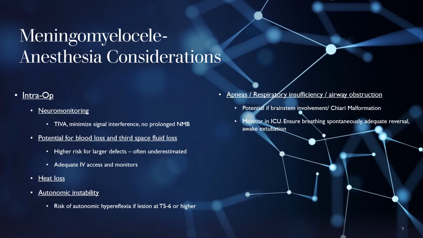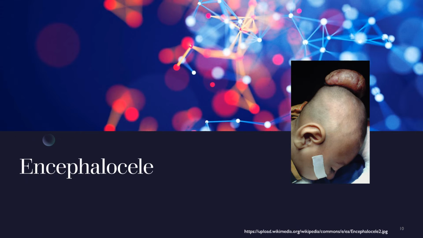Again, with exposure of the meninges, there is potential for significant heat loss. And again, because of brainstem involvement, these patients can have autonomic instability. They're also at risk for autonomic hyperreflexia if the lesion is at level T5 or 6 or higher. And as I mentioned before, apneas and respiratory insufficiency post-operatively are a potential, and so monitoring in the ICU is recommended.